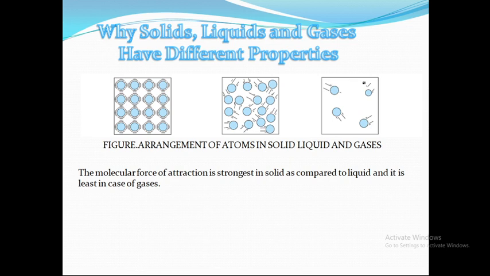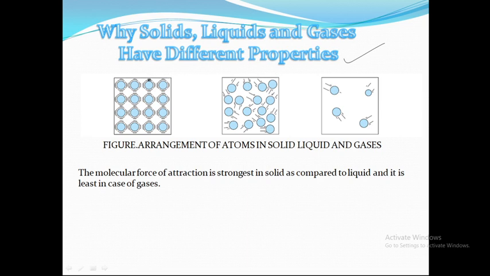Gaseous neither has a definite shape nor a definite volume. Correct. Solid, once again, definite shape, definite volume. Liquid, definite volume, no definite shape. Gaseous, no definite shape, no definite volume. Now, why is it so? The question is why the things are happening.